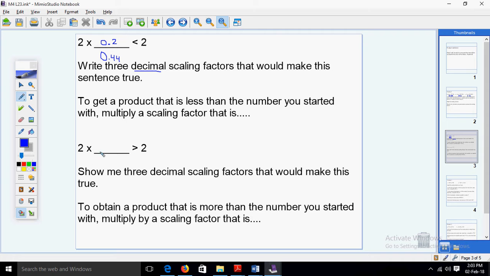All right, so I'm going to do the same thing here, but now it has to be greater than. I'm going to give you 2 examples, and then you're going to have to give me one in the quiz. So it has to be above one whole. So here, I'm going to go ahead and put 1 and 2/10. I know it's above one whole because I have 2/10 extra from one whole. And here, I'm actually going to give you 2 wholes. 2 and, I don't know, 21 hundredths. So to get a product that is more than the number you started with, we have to multiply by a scaling factor that is more than one whole.